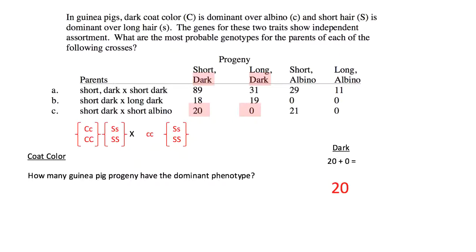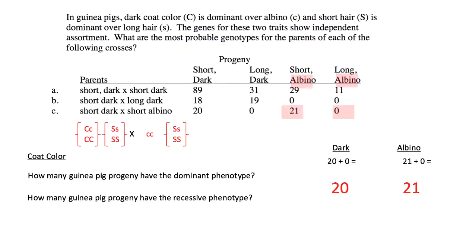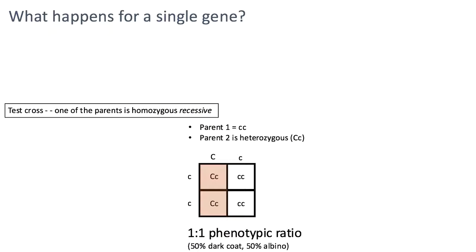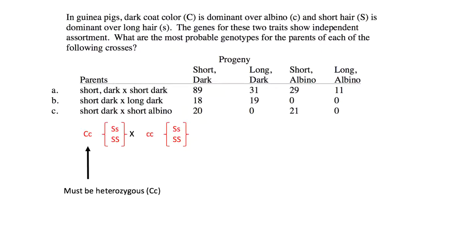Then I'll look at the progeny for one gene at a time. Start with coat color. How many baby guinea pigs have the dominant dark coat color? 20. How many have the recessive albino phenotype? 21. This is that 1-to-1 phenotypic ratio again. And again, one of our parents is a homozygous little c recessive. What do we have again then? We've got the test cross scenario again, where one parent is heterozygous. So that means for part C here that the other parent has to be big C, little c heterozygous for the coat color gene.